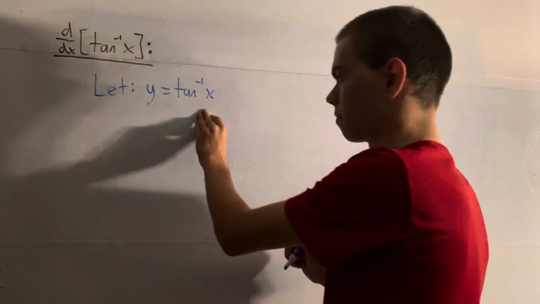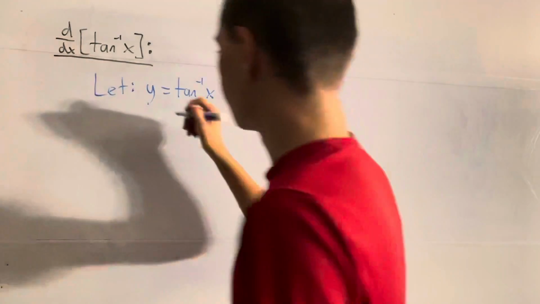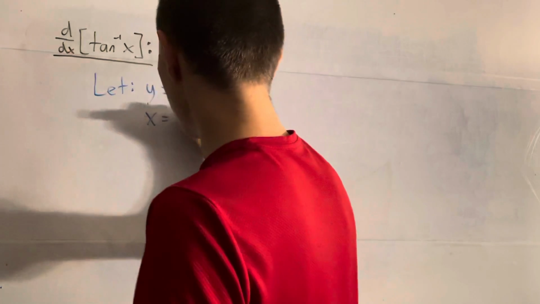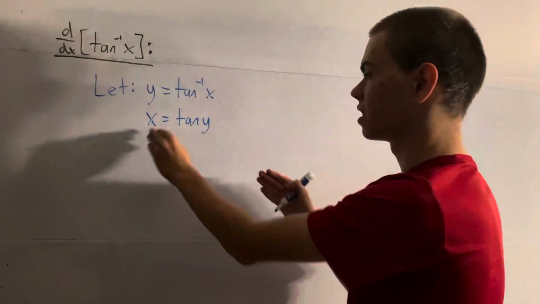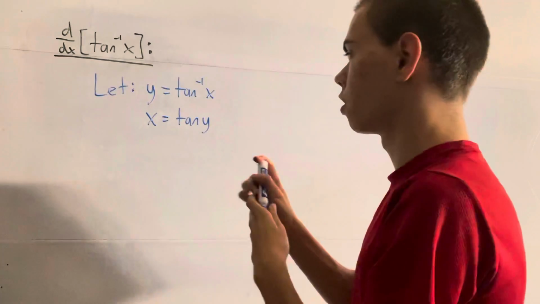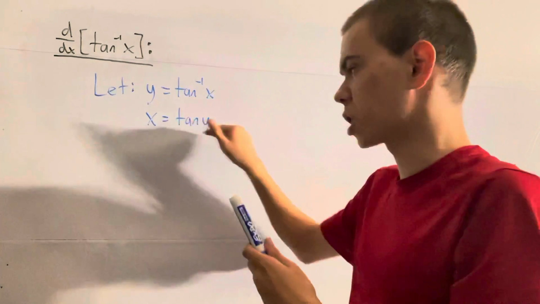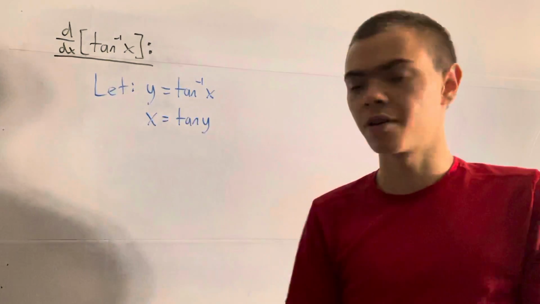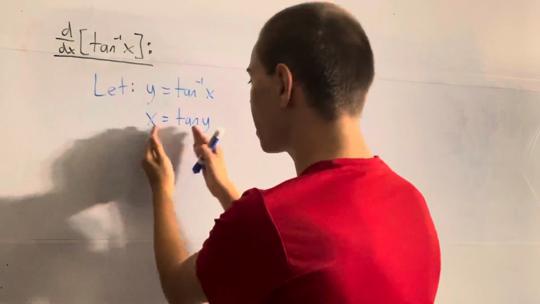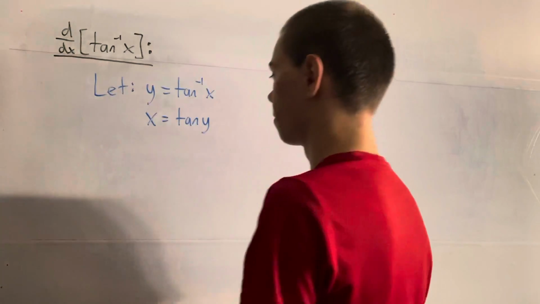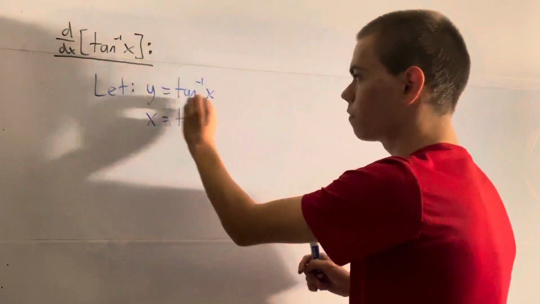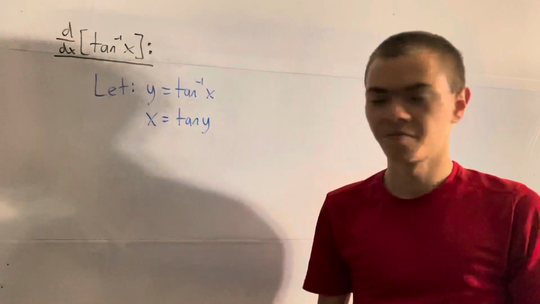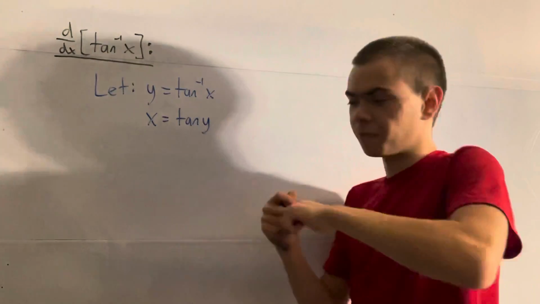So, what we're going to say is that y is equal to the arctangent of x. If this is true, then that means that x is equal to the tangent of y. And so what we've pretty much done is we've gotten rid of arctangent of x from the picture. All we have to do now is take the derivative of both sides with respect to x, and then just solve for dy over dx, because that will be the derivative of the arctangent of x. So that's what we're going to do.